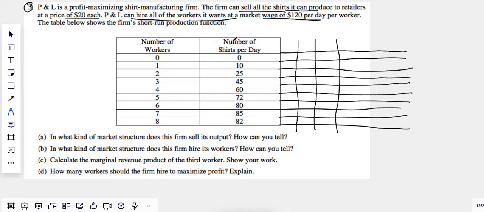Anyway, what we're going to do here, they're giving you total product. Notice this, number of workers. They tend to give you the same thing on the tables: number of workers, number of shirts, or total product, right? If they give you total product, we have to find marginal product. We take our marginal product times the price of the good, 20 bucks.